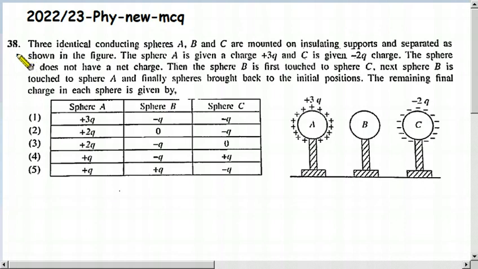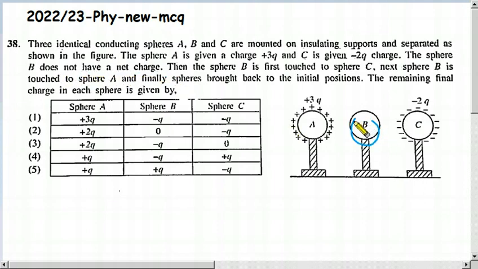Children, today I am going to discuss question number 38 from the MCQ part of the 2022-23 Physics New Syllabus paper. Three identical conducting spheres A, B and C are mounted on insulating supports and separated as shown in the figure. The sphere A is given a charge +3q and C is given -2q charge. The sphere B does not have a net charge.